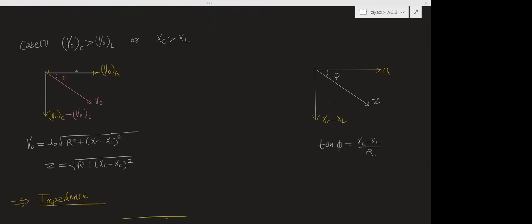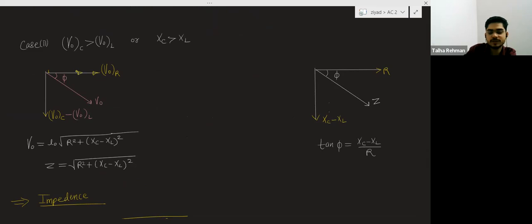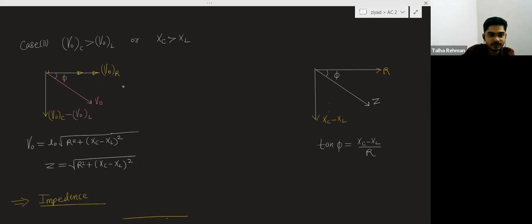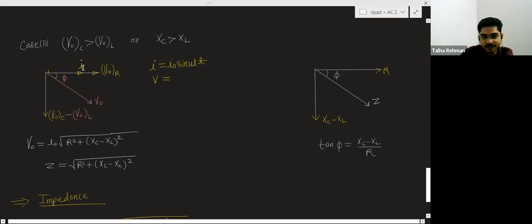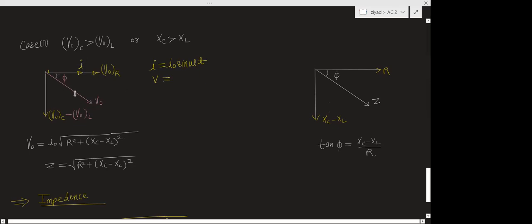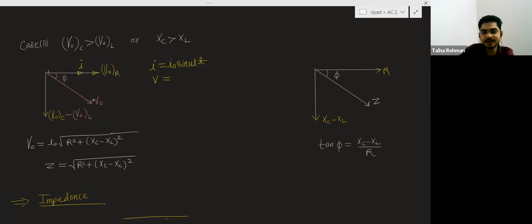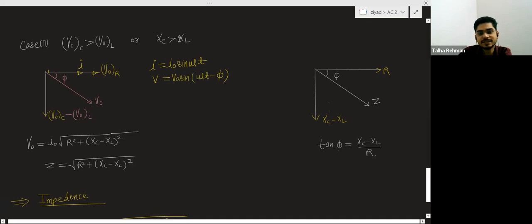So I told you the current is in the same phase with the resistance, or V naught R and I are in the same phase. Now the equation of the current is I equals I naught sine omega t. The equation of the voltage will be this time. See, this is I, and this is the voltage. So voltage is lagging the current by phi. So V equals V naught sine omega t minus phi. This is the case when XC is greater than XL.